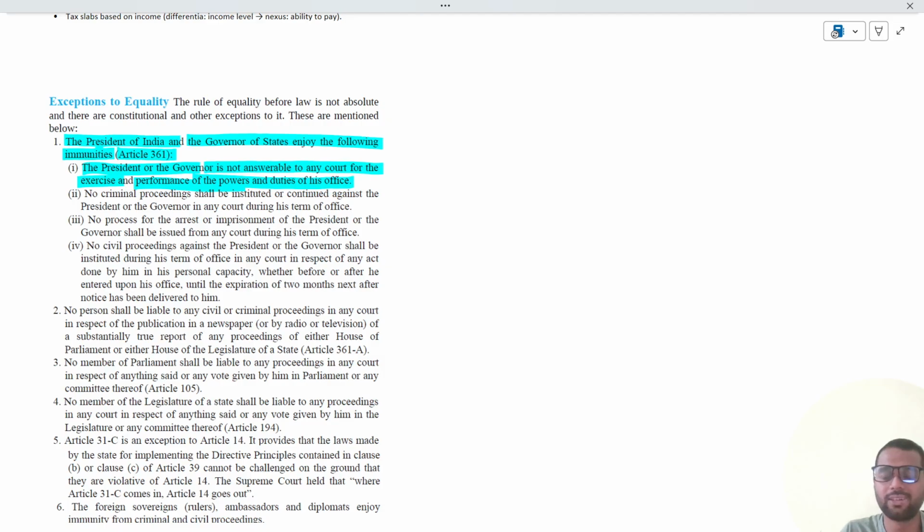Office means the term while he is serving as the President or the Governor. Point number two, no criminal proceeding shall be instituted or continued against the President or the Governor in any court during his term of office. That means even if you committed a crime, no criminal proceeding shall be initiated against you. Why?